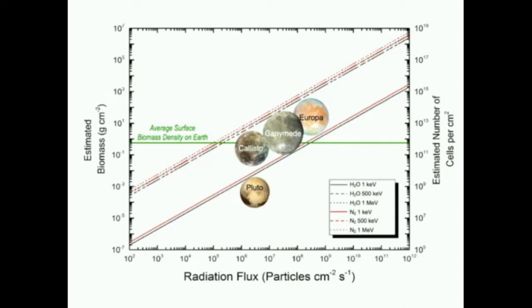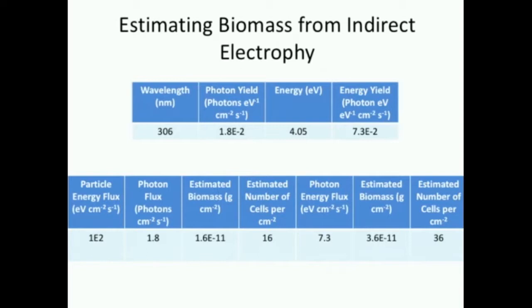We're showing the two different types of ices, but both pretty comparable here. We didn't account for, of course, our nutrient sources or anything like that. I'm going to move on to the relevance of the calculations in just a little bit. Same thing here, estimating the biomass from indirect electrophy. So this, again, being what we also termed as fluorosynthesis.